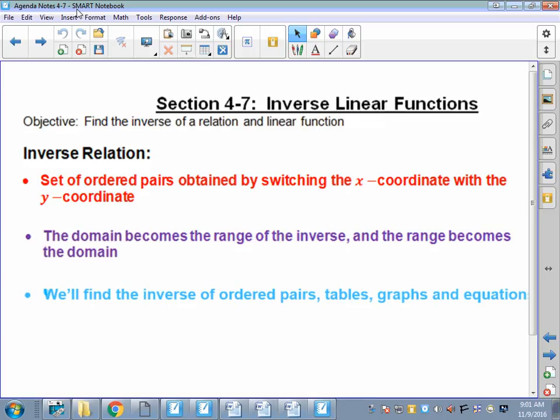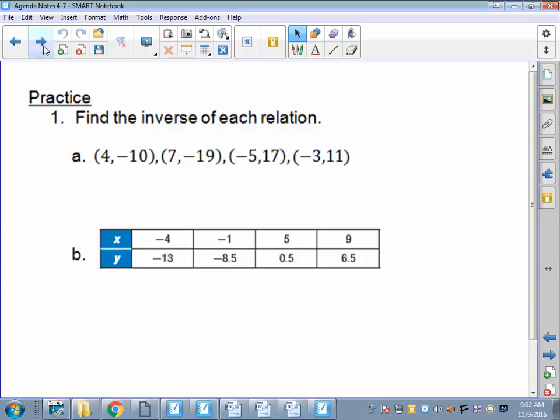And we're going to look at inverse relations of ordered pairs, tables, graphs, and equations. So we've got kind of 4 things to mention. I think the first 3 of those 4 you're going to be like, got this. We just need to do a little bit of work with equations, and equations is going to go back to manipulating things, changing things, adding to both sides, subtracting, that section 2.8 stuff. So let's start with practice 1A.